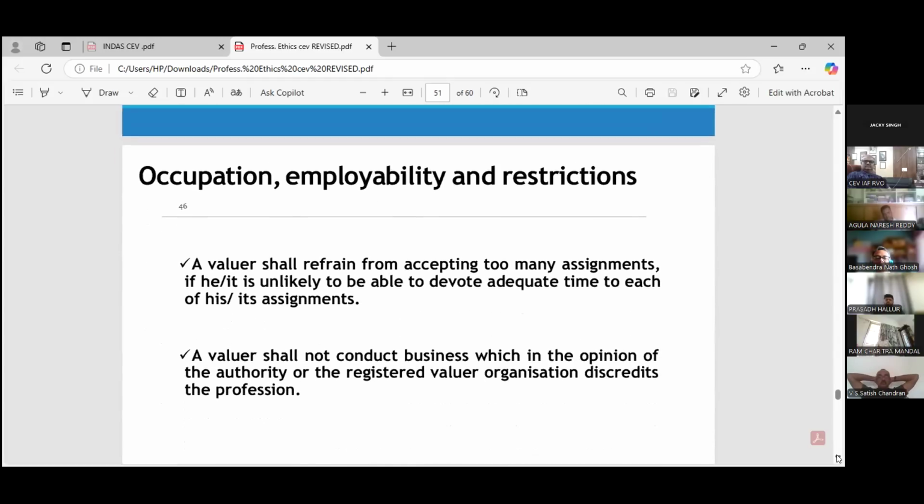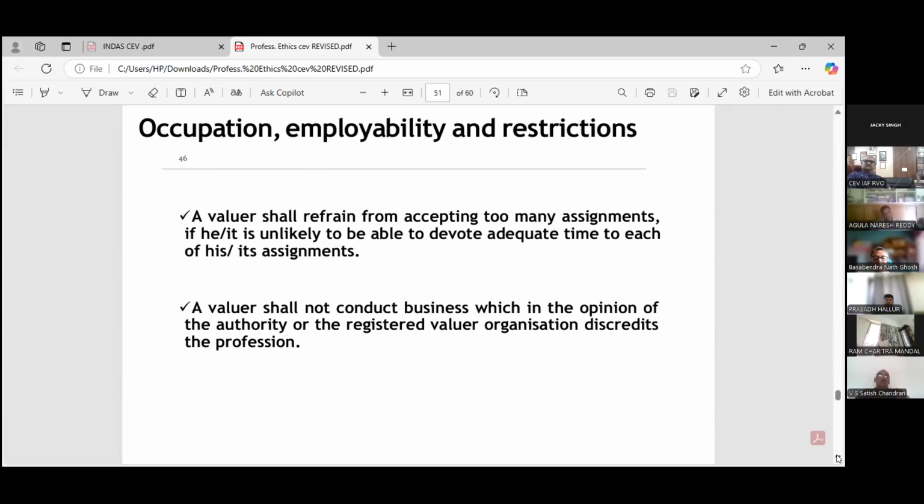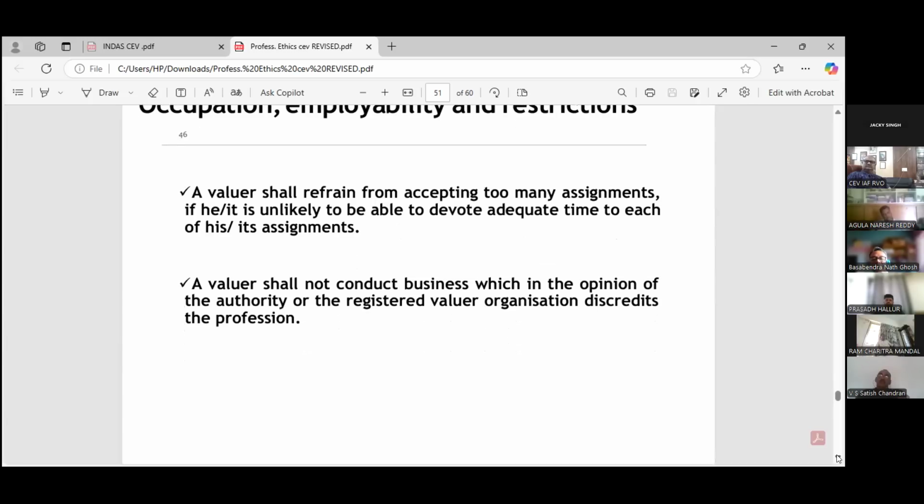Occupation and employability and restriction. A valuer shall refrain from accepting too many assignments. But at present, we do not have any explanation of too many assignments. There is no explanation present. A valuer shall refrain from accepting too many assignments if he or it is unlikely to be able to devote adequate time to each of his assignments. Valuers shall not conduct business which, in the opinion of the authority or registered valuer organization, discredits the profession. You can't take any assignment that will discredit the profession.